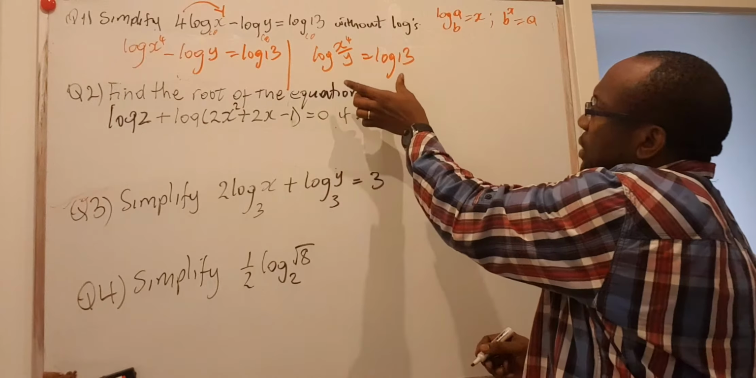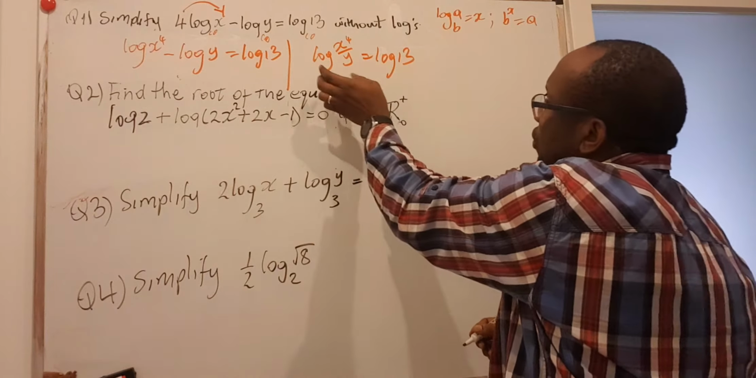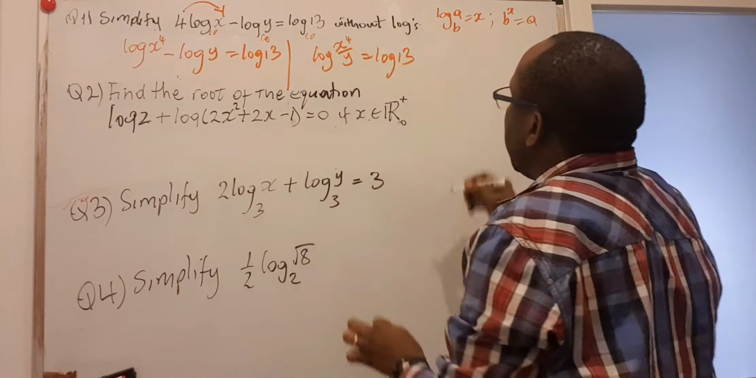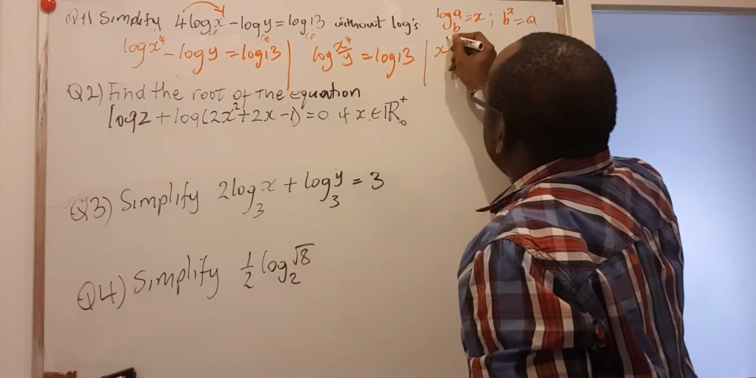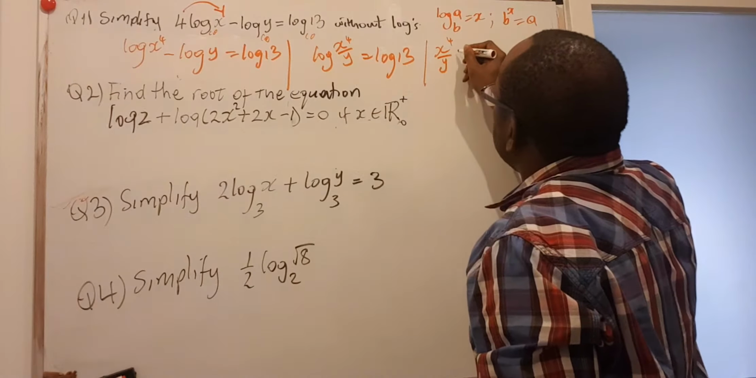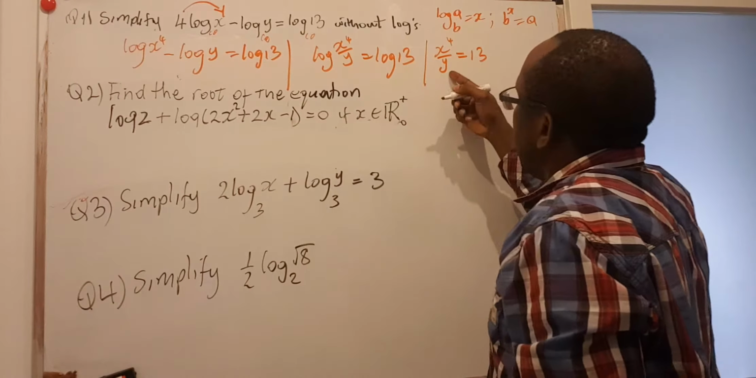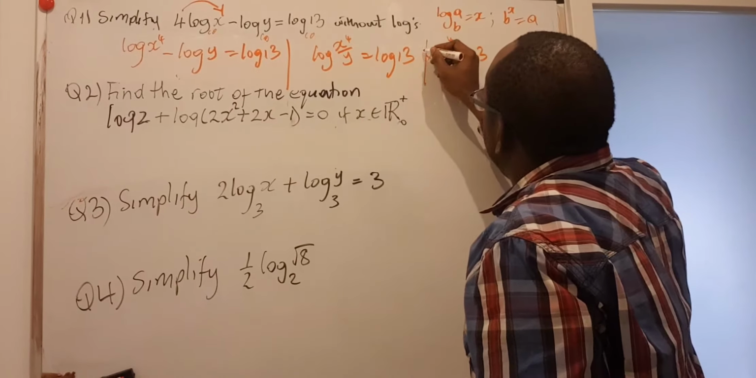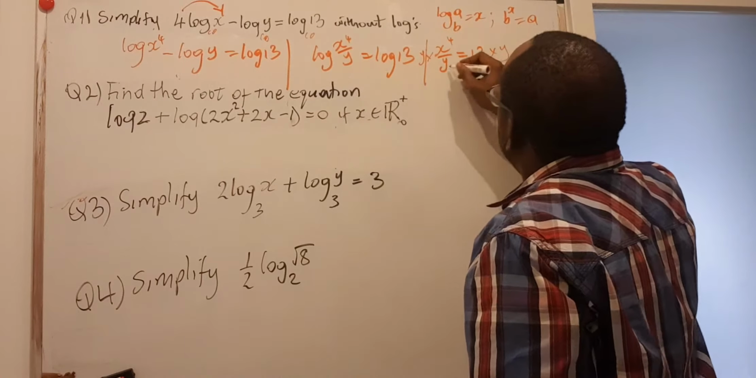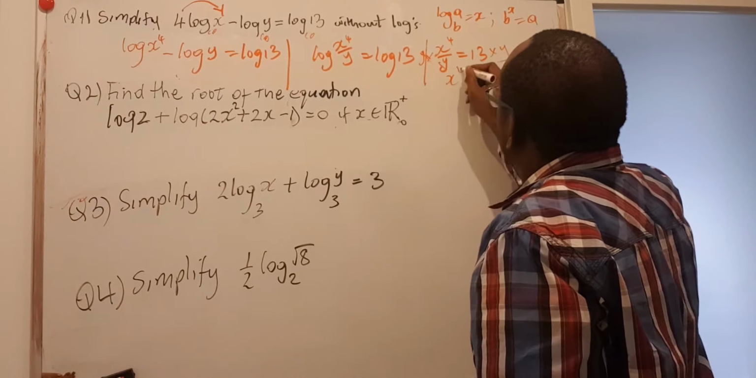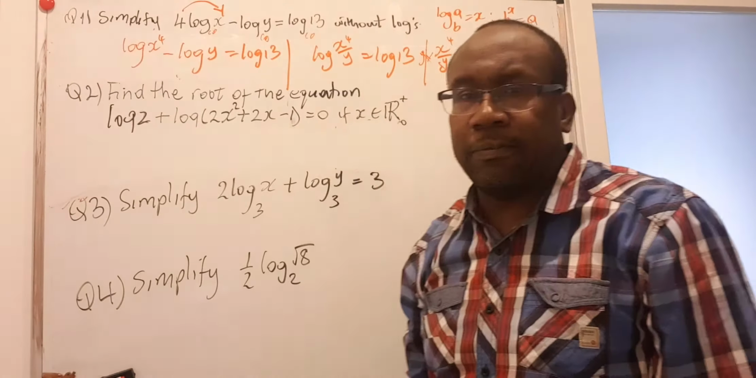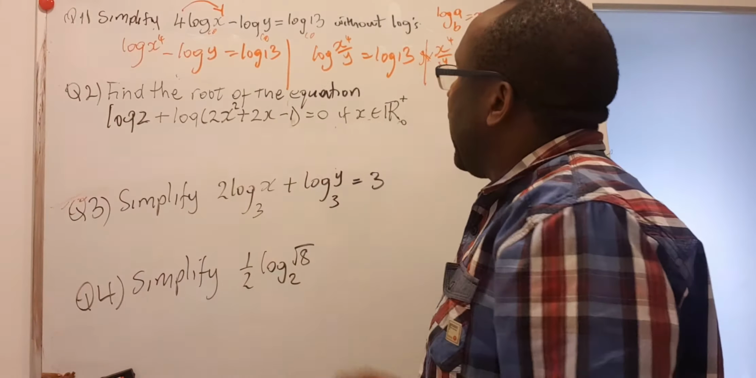Because I've successfully made both sides of my equation single logs with the same base, I can just equate the arguments. So this is saying x to the power 4 divided by y is equal to 13. y should be different from 0 for this to be defined. So I can multiply both sides by y, so this y goes off and I'm left with x to the power 4 is equal to 13y. That's the simplification there. We go to the next one.